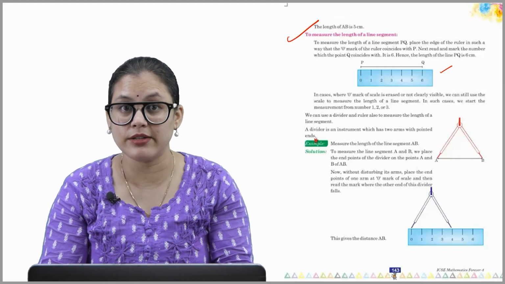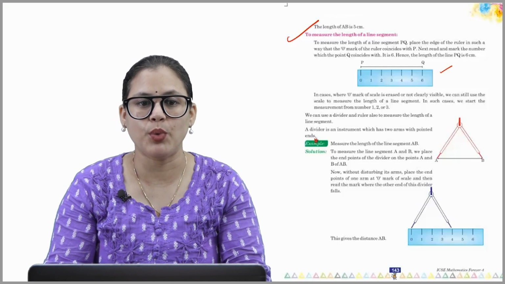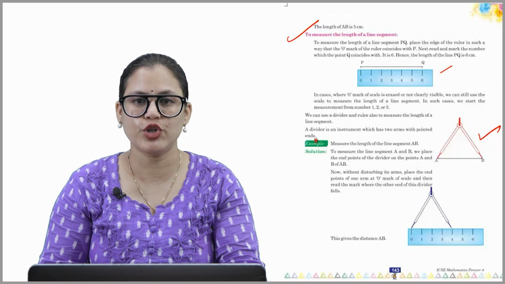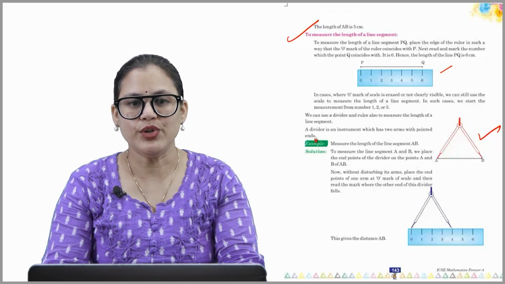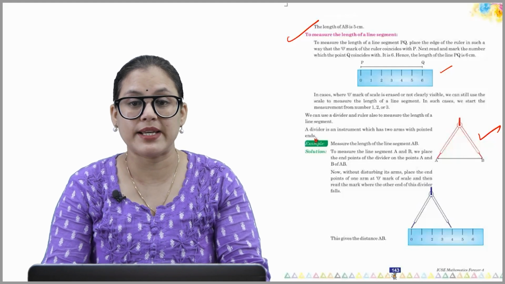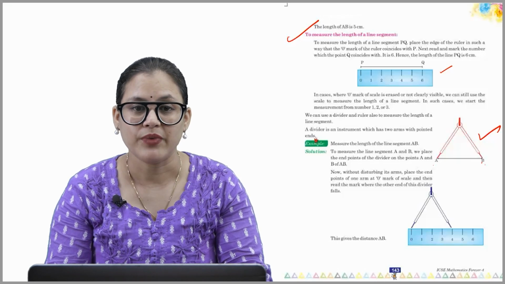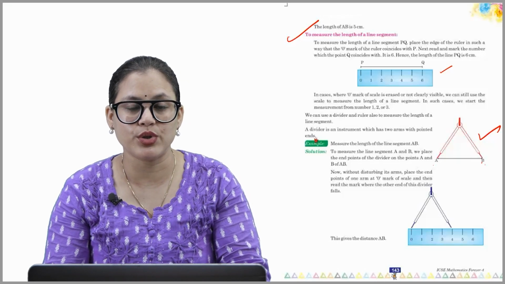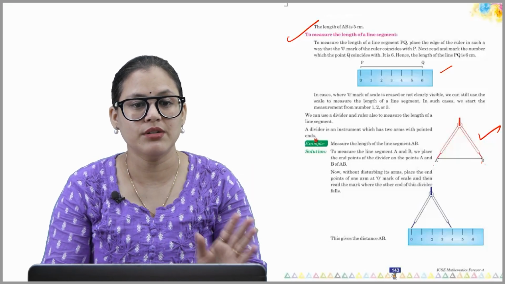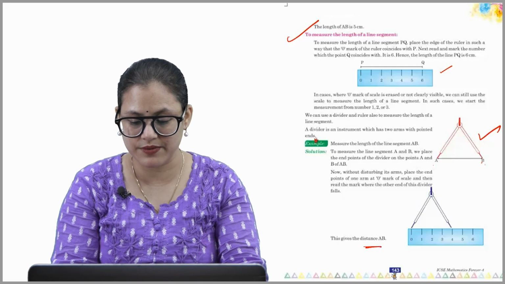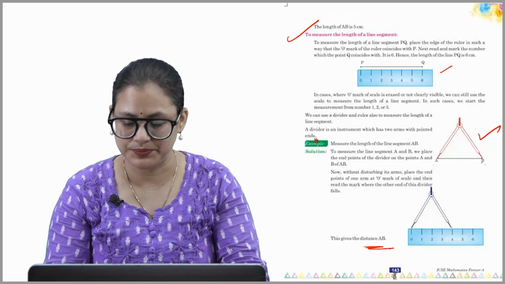And we can use a divider and a ruler also to measure the length of a line segment. A divider is an instrument which has 2 arms with pointed ends. See, this is the divider which you will find in your geometry box. Example, measure the length of the line segment AB. So, what will you do to measure the line segment AB? We place the end points of the divider on the points A and B of AB. Now, without disturbing its arms, place the end point of one arm at the 0 mark of a scale and then read the mark where the other end of the divider falls. This distance gives the distance AB, which you can clearly see is 4 centimeter.